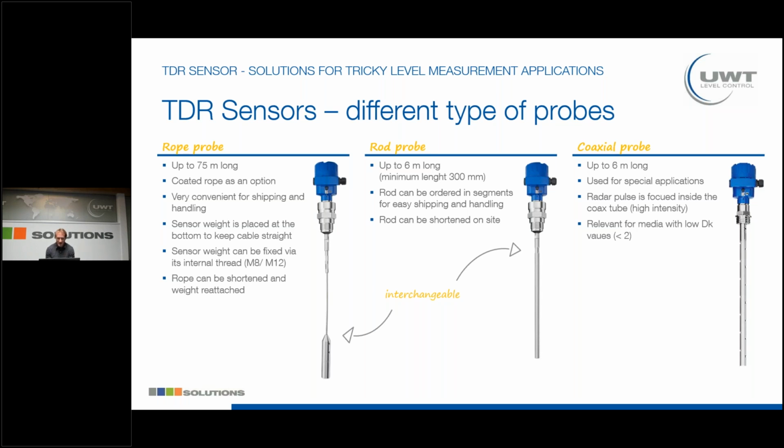And on the right hand side, the third option, so we have this coaxial probe, can also be configured up to 6 meters. It's used for special applications. And the big advantage is that the pulse is really focused inside this tube. So the signal strength increases and it's more sensitive for medium with lower decay values.